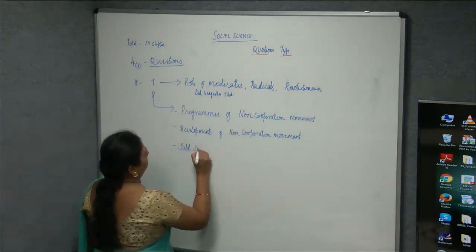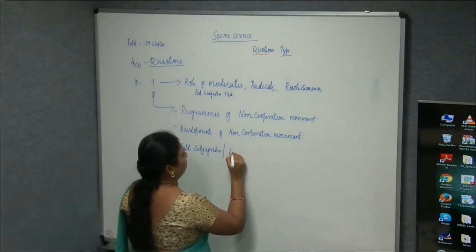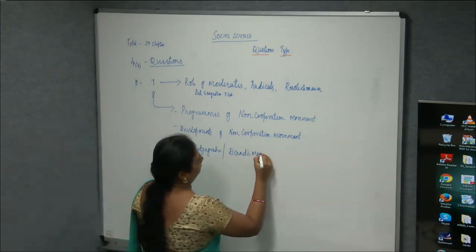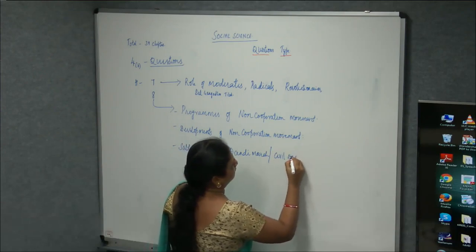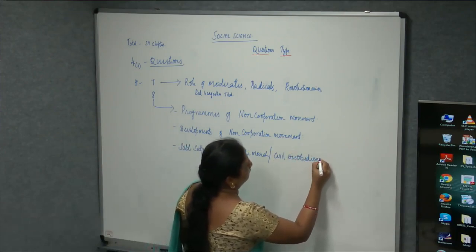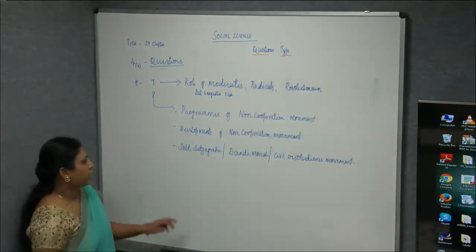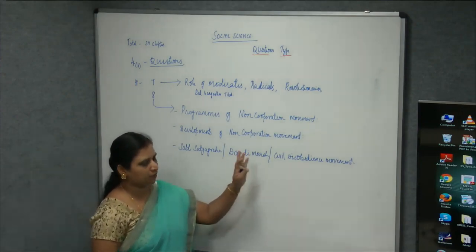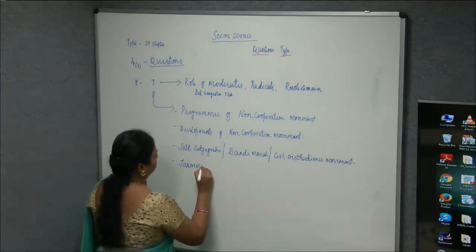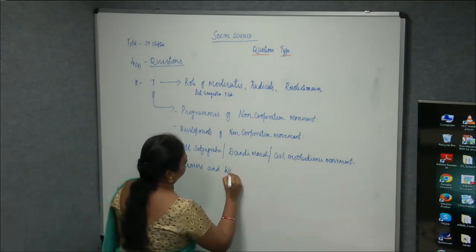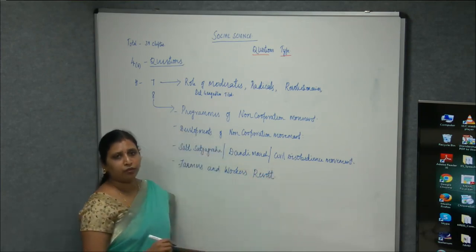Okay, and the next question is about Salt Satyagraha. So it may be asked like Dandi March. They may ask Dandi March. Then civil disobedience movement. So explain Salt Satyagraha or explain Dandi March or explain civil disobedience movement. Then farmers and workers revolt in the Indian freedom struggle.